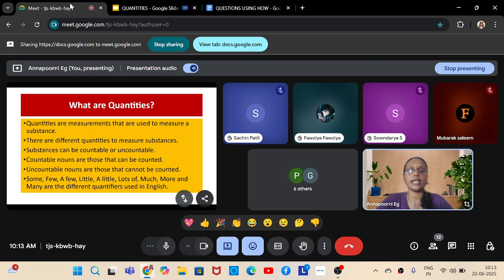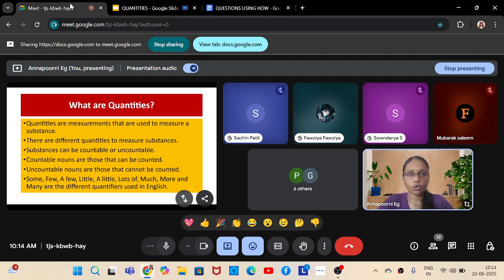Substances can be divided into two types. They are either countable or uncountable. Some substances that we use are countable, whereas some of them are uncountable. But the majority of the substances or things that we use are countable only. Only a few of them are uncountable. Countable nouns are those that can be counted. Uncountable nouns are those that cannot be counted. You all know the difference between countable and uncountable nouns, so this difference is already known.